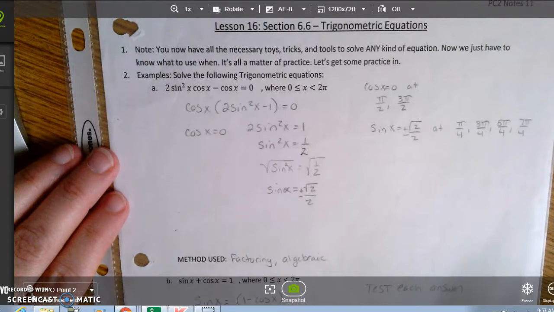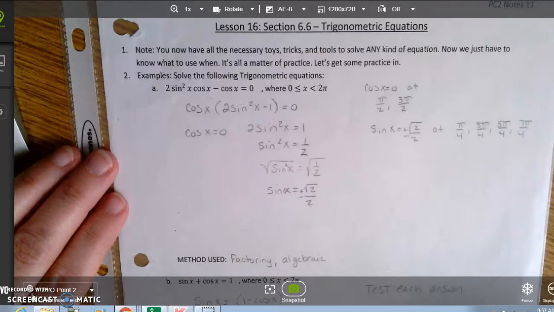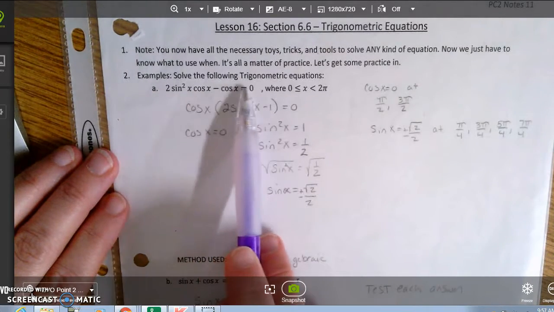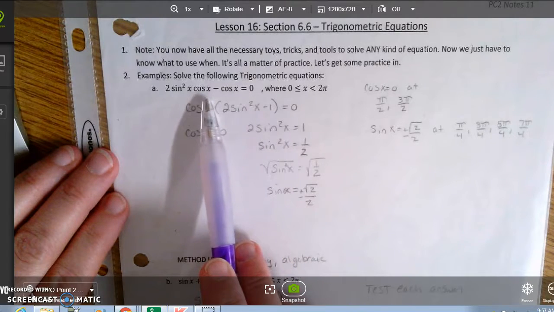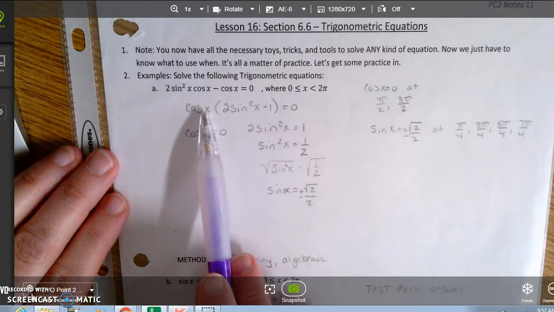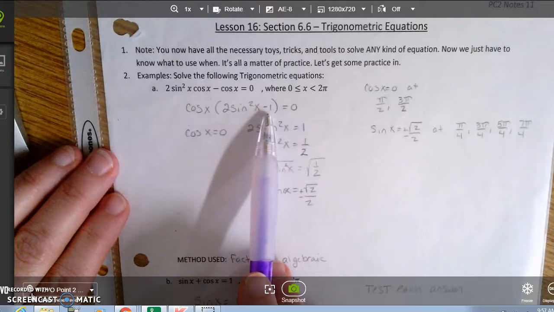So I'm just going to talk y'all through some of this information on section 6.6. We've gone over it in some of the classes, but I do want to go over one more thing with you about this. So if you'll notice here, we want to solve this equation, which means we want to find out what x equals. So I started off by factoring out the cosine x. Once I've done that, I'm left with this.